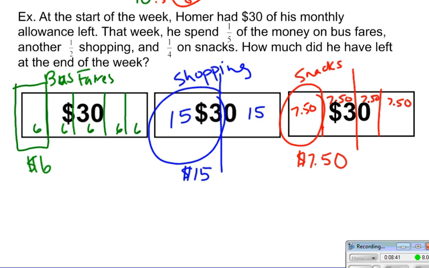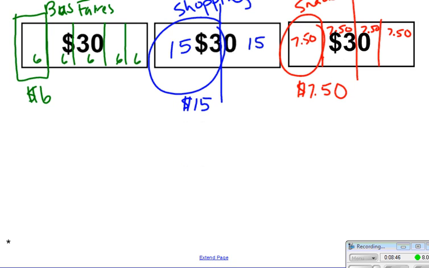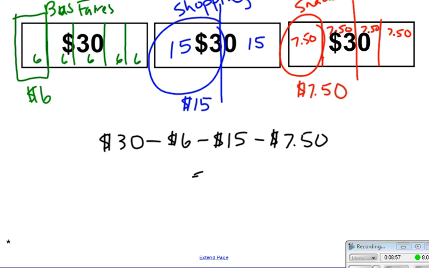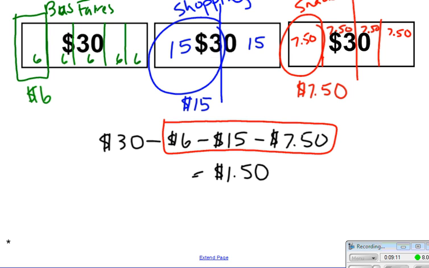So then we say, okay, well, how much does he have left? Well, I hope that you can see that he started with 30, and then he spent 6, and then he spent 15, and then he spent 7.50. Okay, so he ends up with $1.50 left over. Now you might have done this differently. You might have added these values up first. So you would have had $30, take away 28.50. And so you still would have got $1.50.